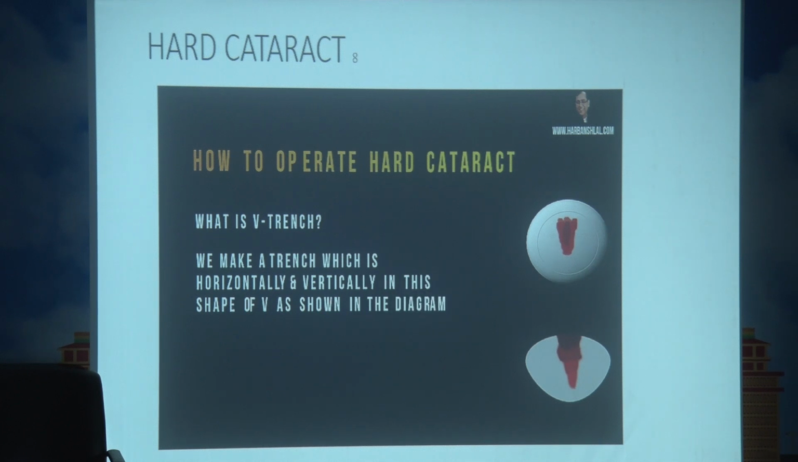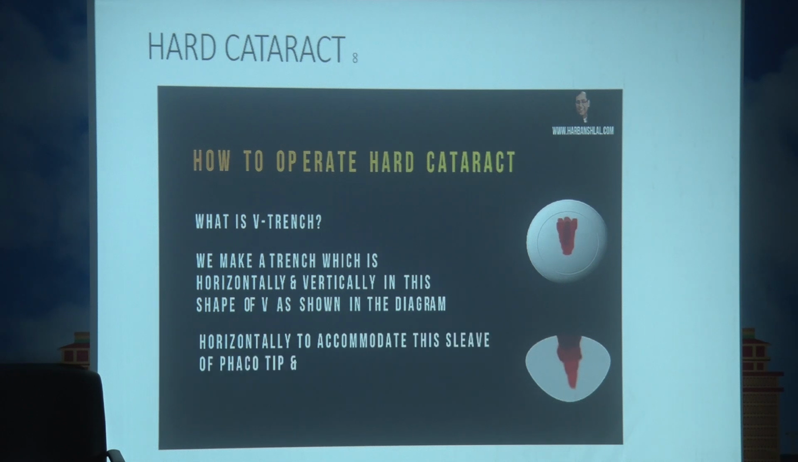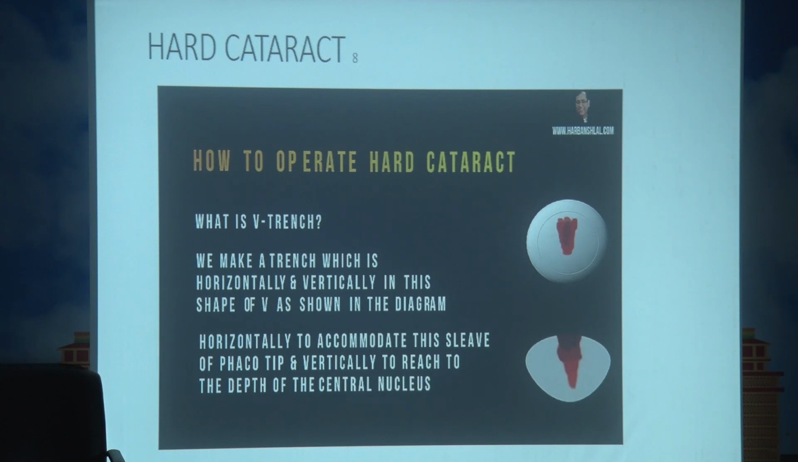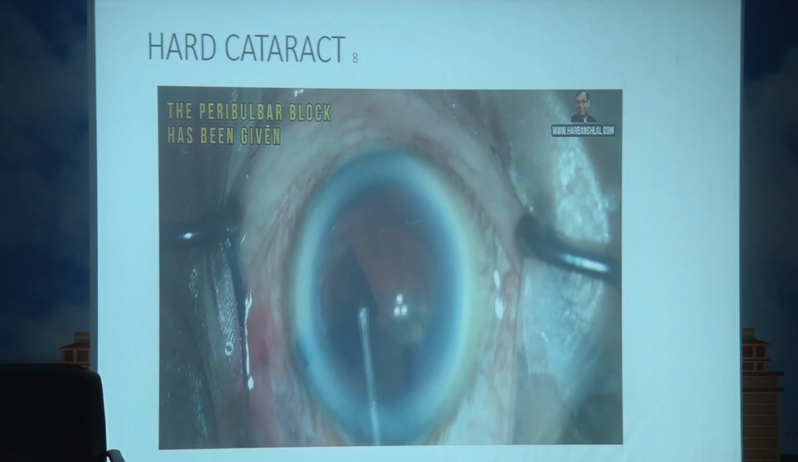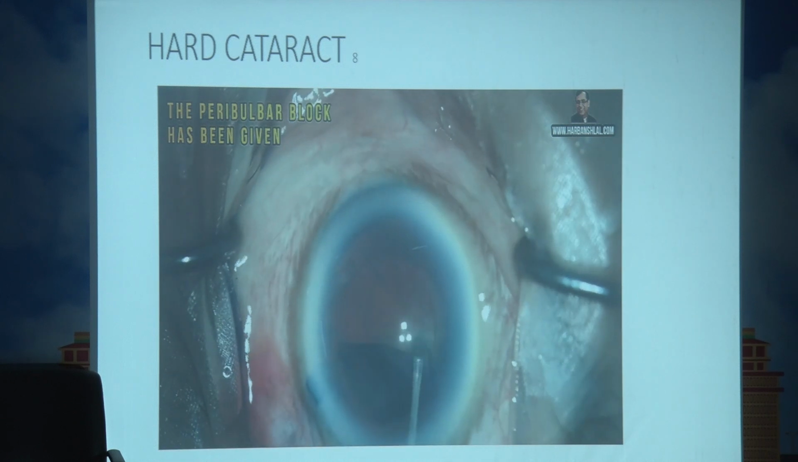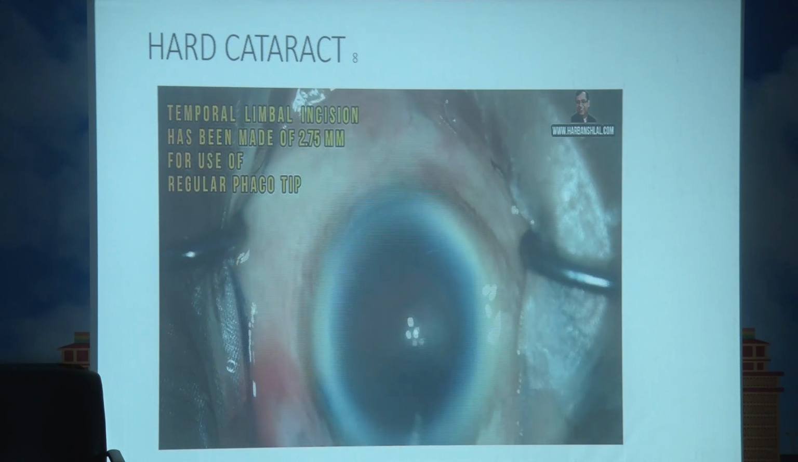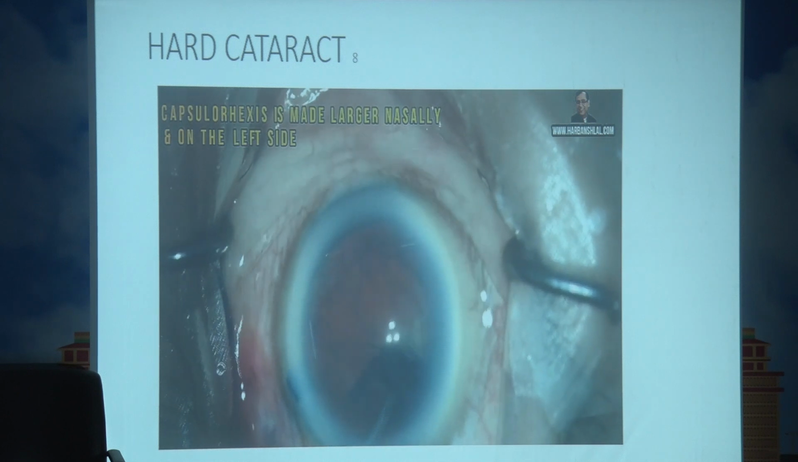Now when I make a trench which is wider in the periphery, when I rotate, I can accommodate the sleeve, and then it is V vertically down as well. As I keep on going down, the trench becomes narrower, but it reaches the depth. A peribulbar block has been given in this patient, and if there is any doubt, give a peribulbar block.